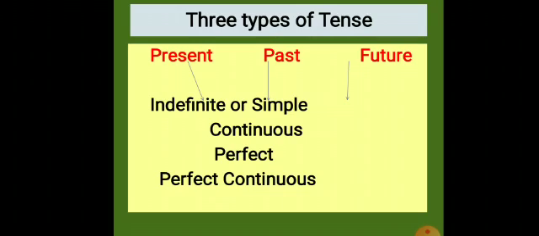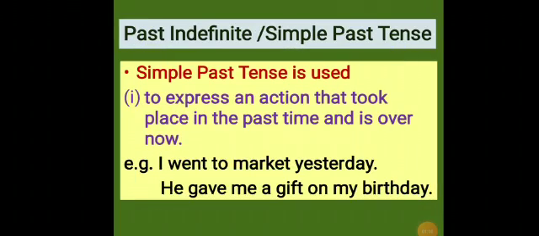Similarly, past tense has four types: past indefinite or simple past, past continuous, past perfect, and past perfect continuous. And future has also four types: future indefinite or simple future tense, future continuous, future perfect, and future perfect continuous. But today we'll learn past indefinite or simple past tense, all the four types of past tense.